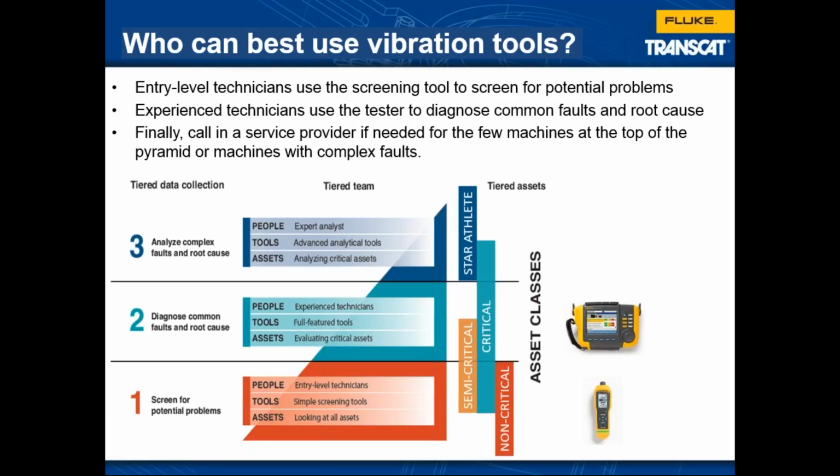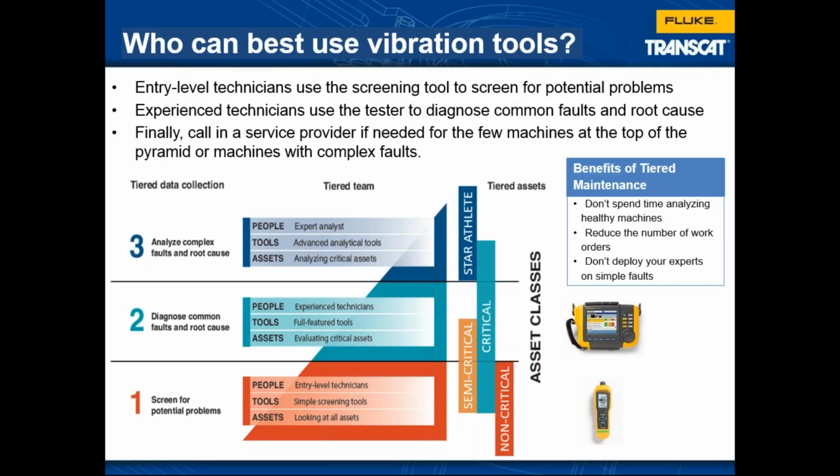Entry-level technicians can use screening tools to look for potential problems. Let's screen out the 80 or 90% of good machines. It doesn't make sense to spend time analyzing healthy machines. Next, we'll use technicians that will use a vibration tester to find the root cause and diagnose the fault. And then finally, bump up just the few problems that we can't handle with our tester and our meter to the expert for the complex faults.